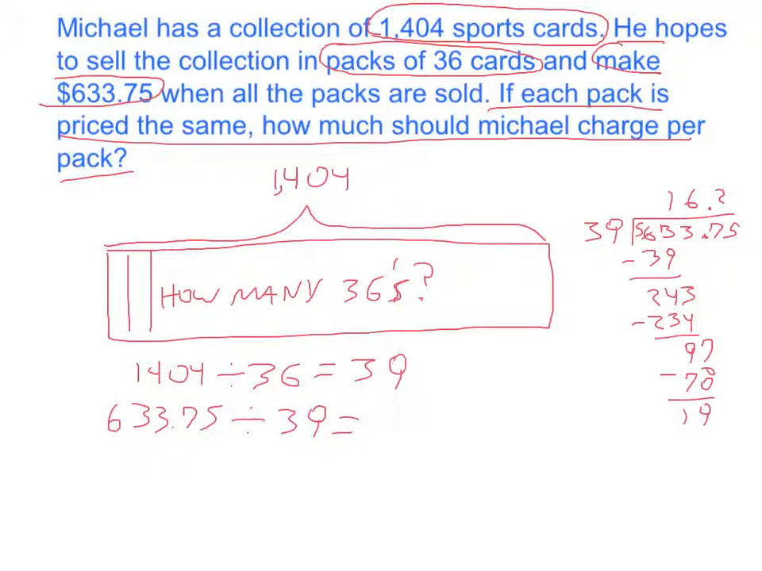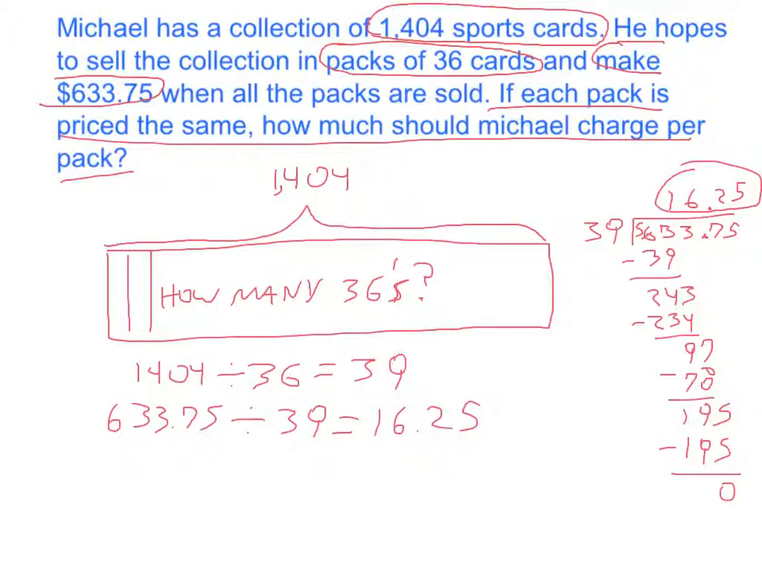And again, we have one more digit here because 39 won't go into 19, but it will go into 195. We will take away 5 groups of 39, which, believe it or not, is exactly 195. This is our answer right here, 16.25. So our question over here, 633.75 divided by 39, is just going to be 16.25. Now let's see if we can answer our question, which was, if each pack is priced the same, how much should Michael charge per pack? Well, right now we think $16.25 per pack should be correct.